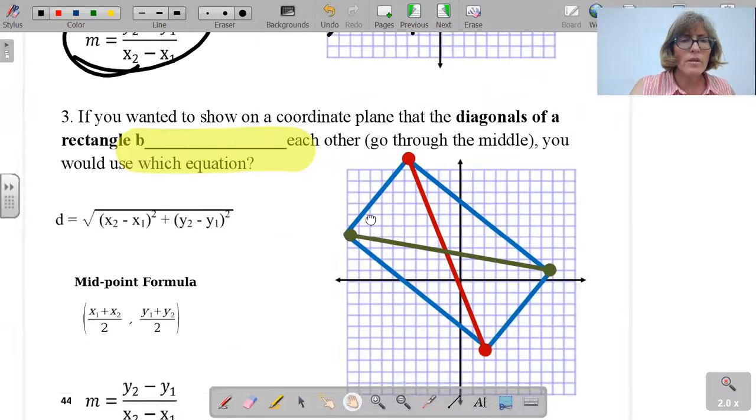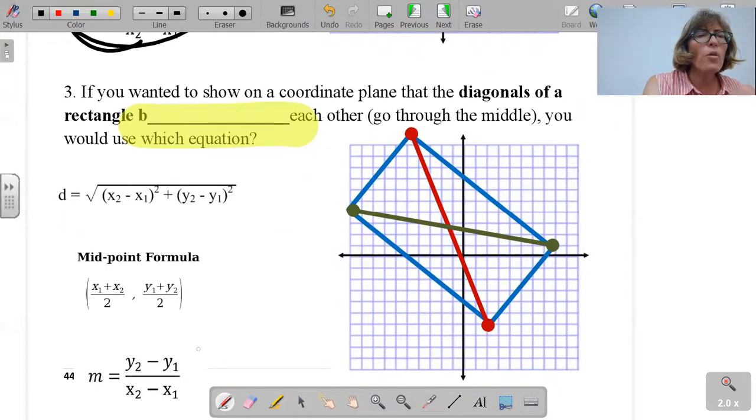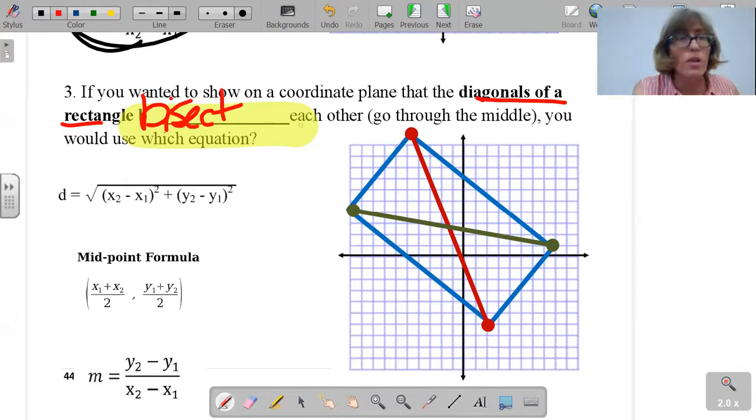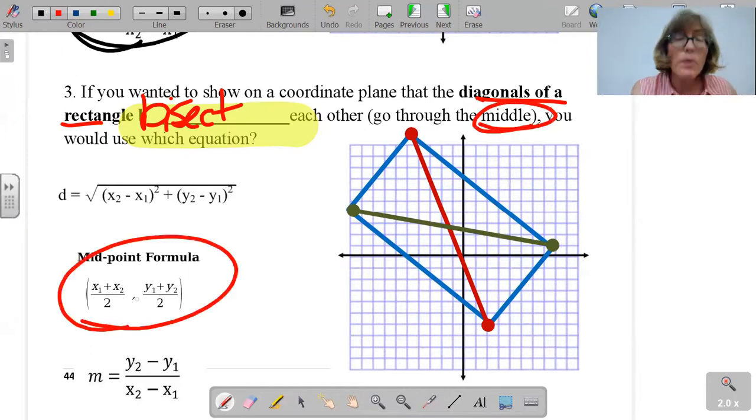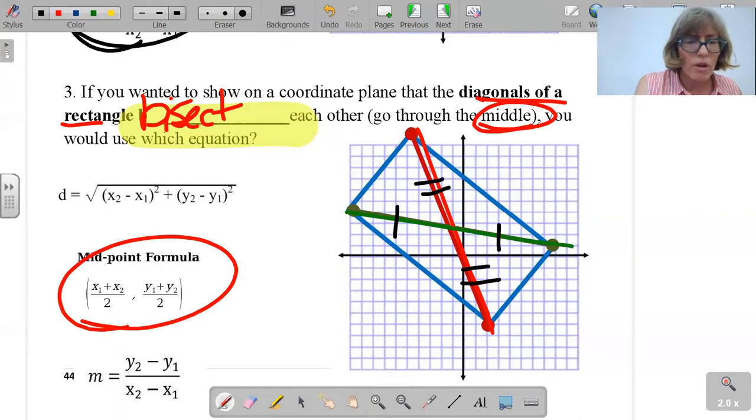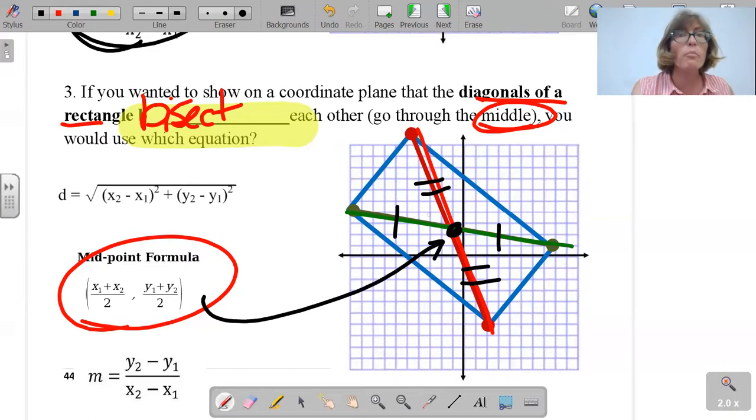Down here, if I wanted to show that the diagonals of a rectangle bisect each other, in other words, they go through the midpoint of each other, I would do the midpoint equation. I'd find the midpoint of the red, I find the midpoint of the green, and we would prove that it is the midpoint going both ways. The midpoint equation has the meaning of middle.